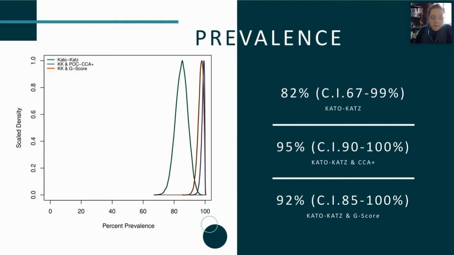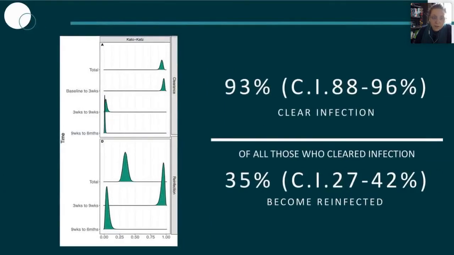And if we have a look at clearance and reinfection, in this figure here you have your estimates just from the CAT-CATs data. Your clearance is on the top, your reinfection is on the bottom, and down the side here we've got total on the top row of both panels, and then you've got your time points. So you've got baseline to 3 weeks, 3 weeks to 9 weeks, and 9 weeks to 6 months. These are the times between each of our time steps. If we look at clearance, using just the CAT-CATs data, it would look like treatment was very successful. 93% of children over the 6-month period are clearing their infections, and only 35% of those children become reinfected within 6 months.